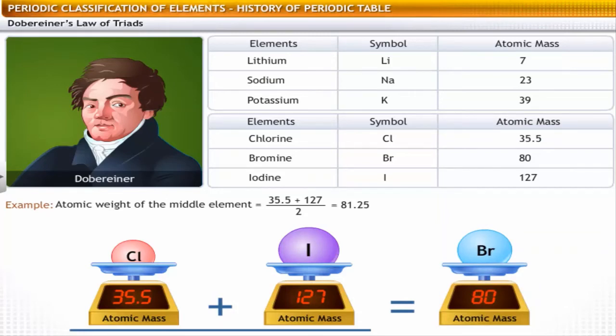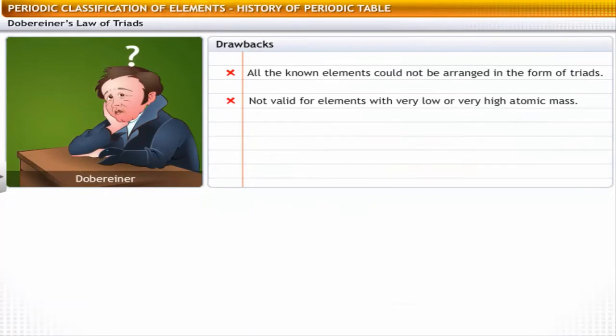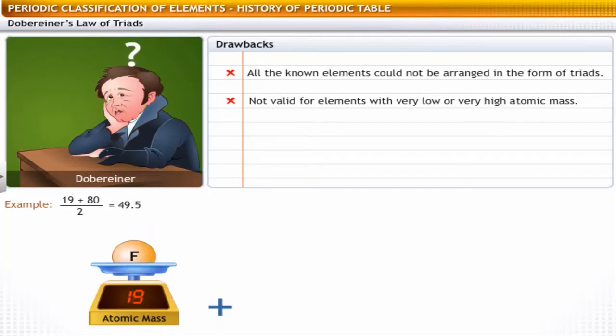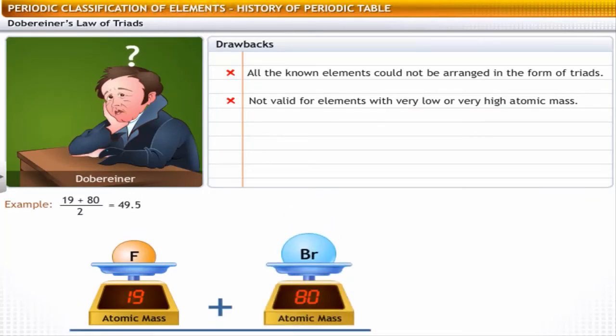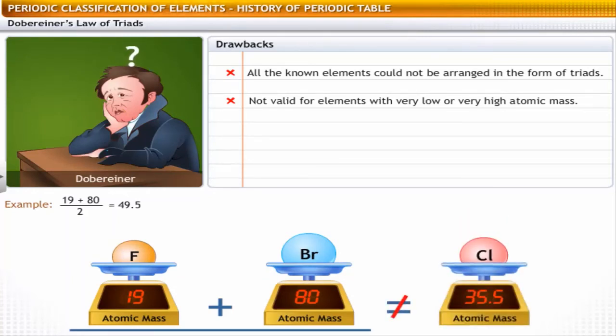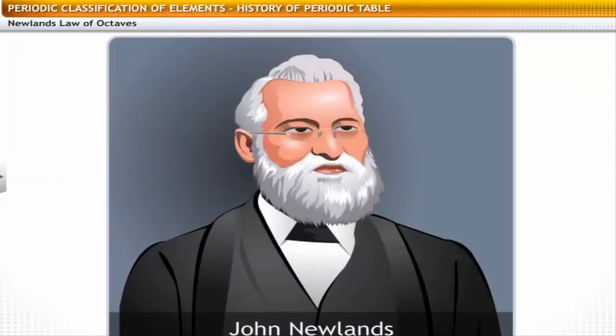While this law worked for some elements, it was not a success because all the known elements could not be arranged in the form of triads. The law did not hold good for elements with very low or very high atomic mass. For example, the arithmetic mean of the atomic masses of fluorine, 19, and bromine, 80, which comes to 49.5, varies significantly from the atomic mass of chlorine, which is 35.5. Since Doebereiner's law could not successfully group elements, the attempts at classification continued.